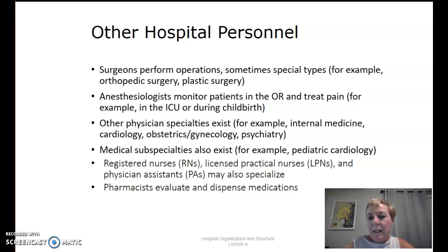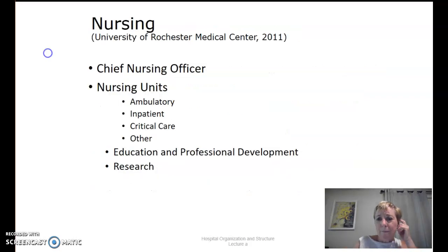Other hospital personnel, they have surgeons. Surgeons perform our operations, sometimes special types of operations, like they specialize maybe in orthopedics or plastic surgery or maybe obstetrics. You have an anesthesiologist. They're the people who monitor patients in the operating room and treat pain. You have physician specialties like internal medicines, cardiologists, gynecology, psychology, medical subspecialties, RNs, and pharmacists.